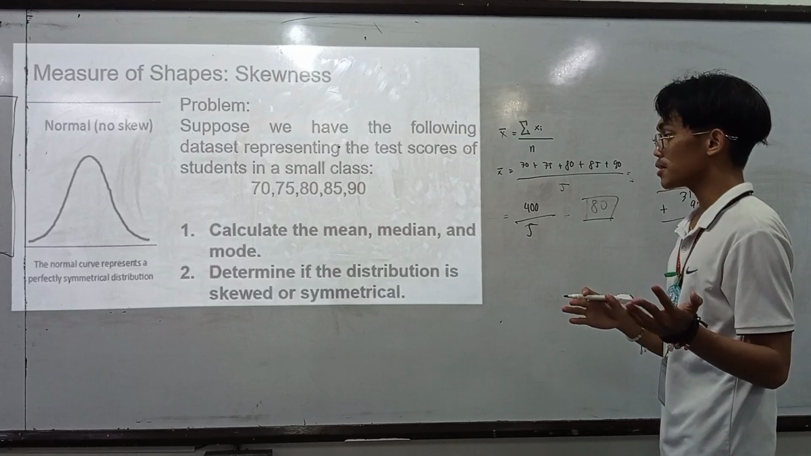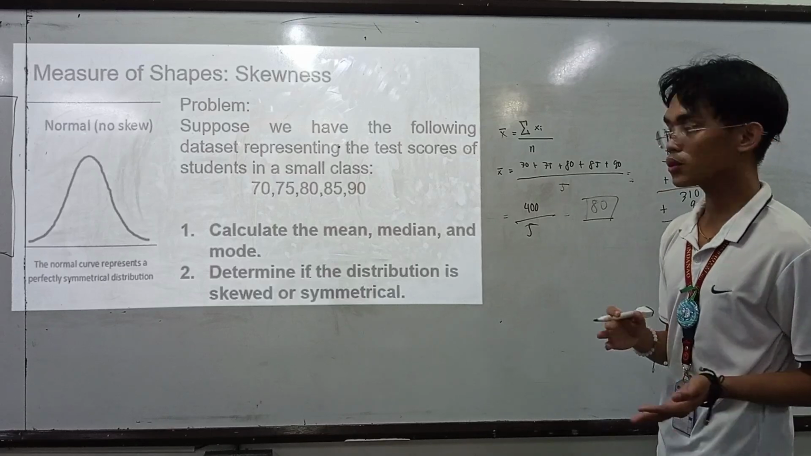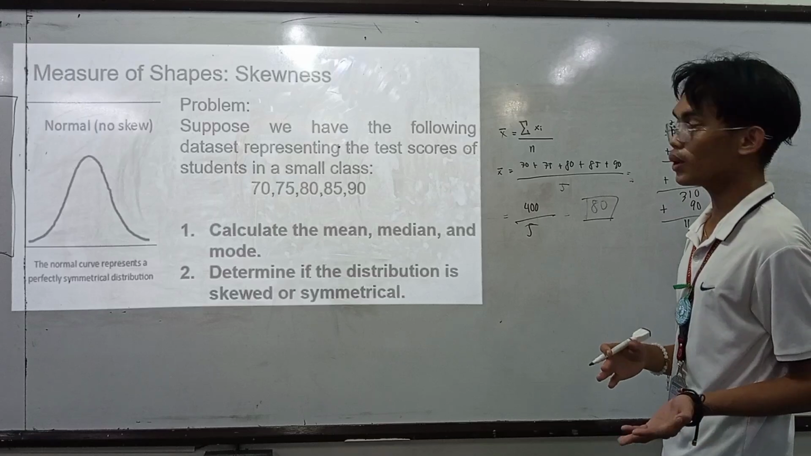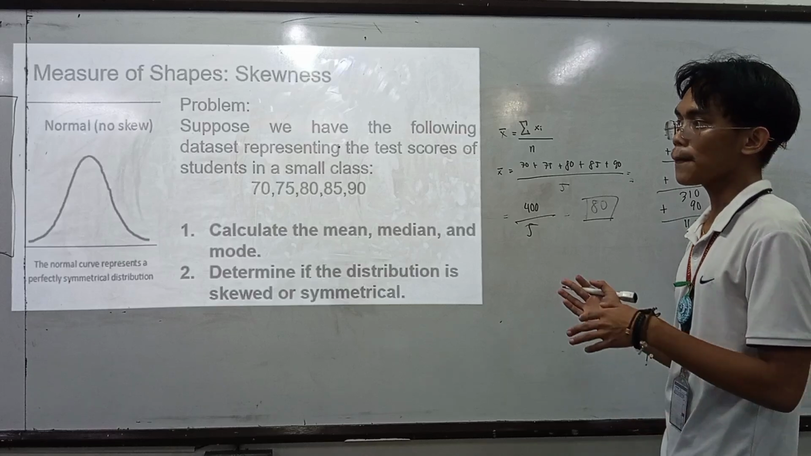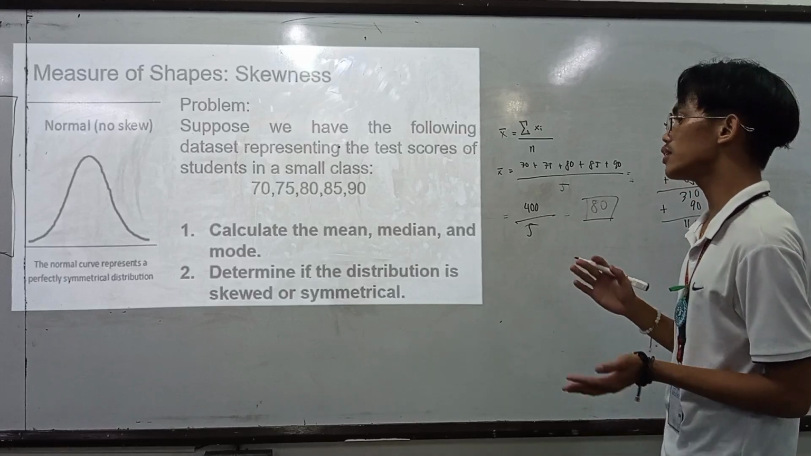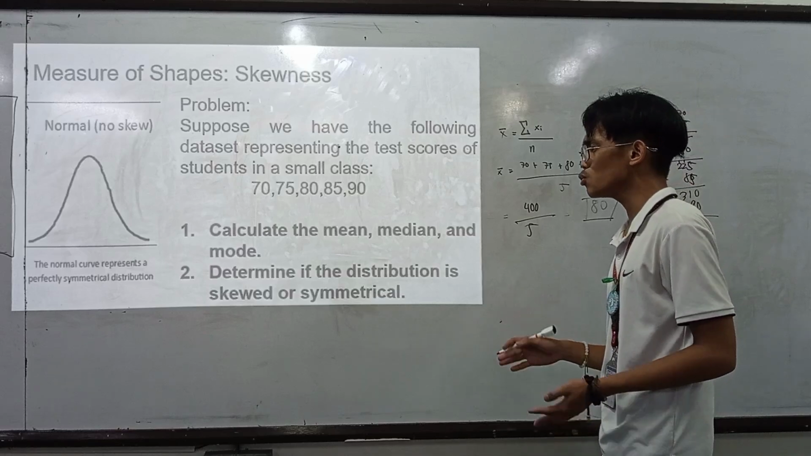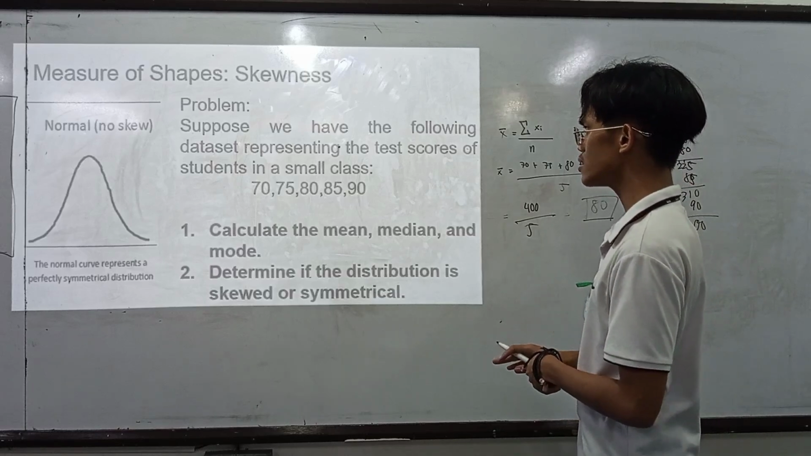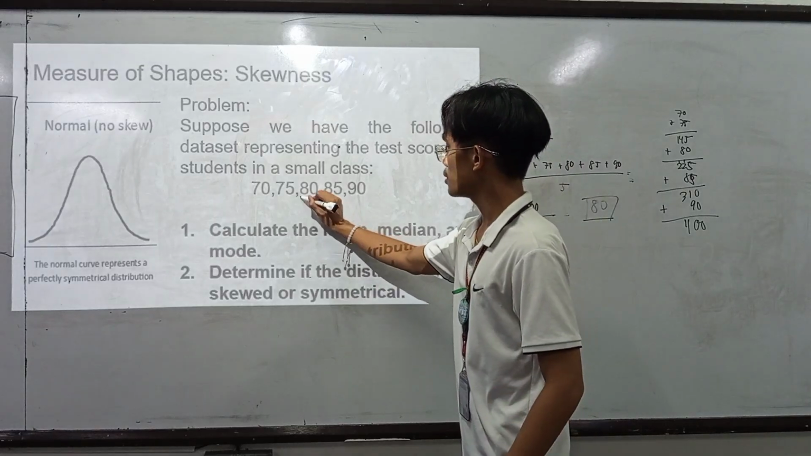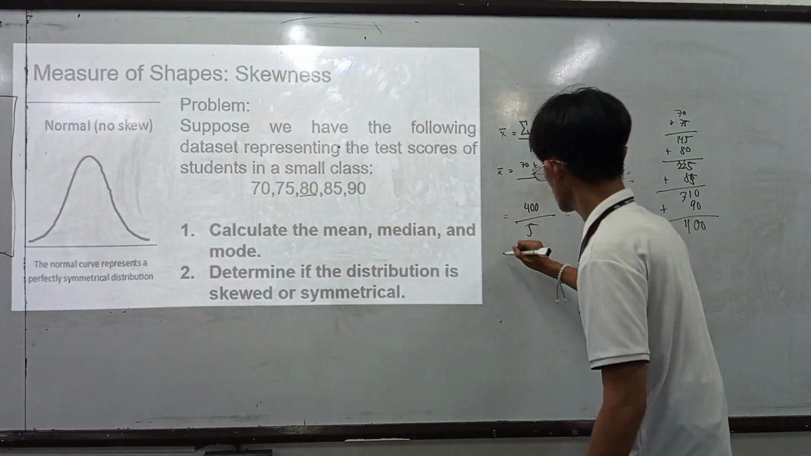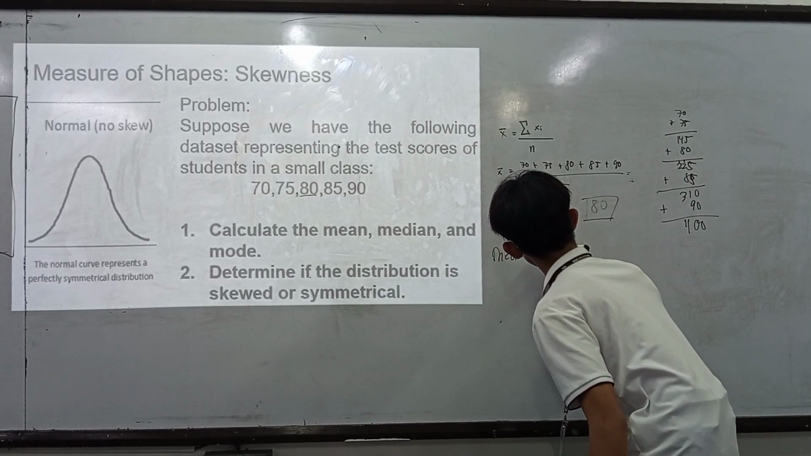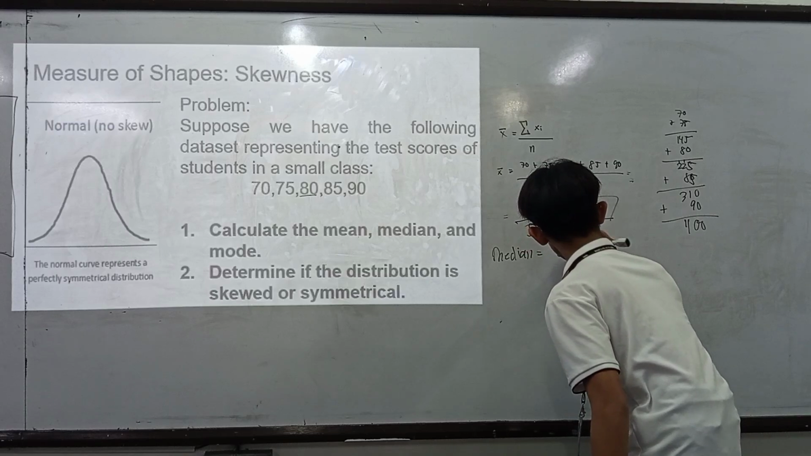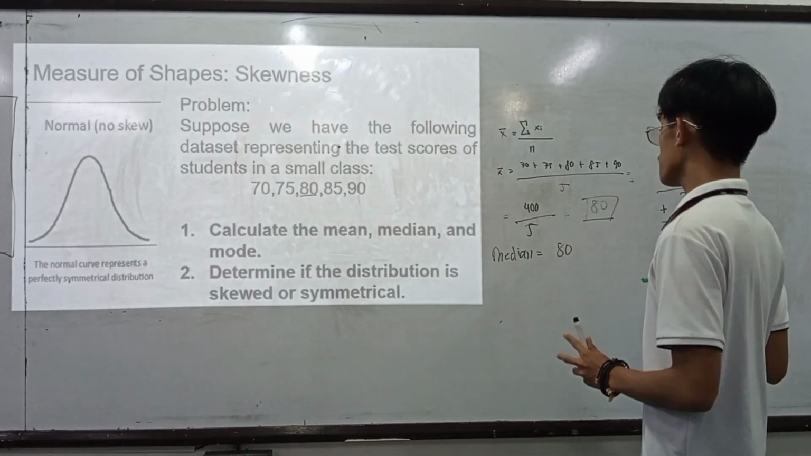Now, the second step is to determine the value of your median. The meaning of the median is the middle number of the data set. So, what is the middle value of the data set? It is simply the number 80. So, your median is 80.